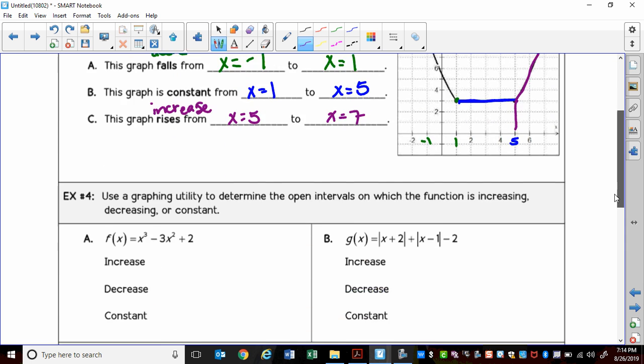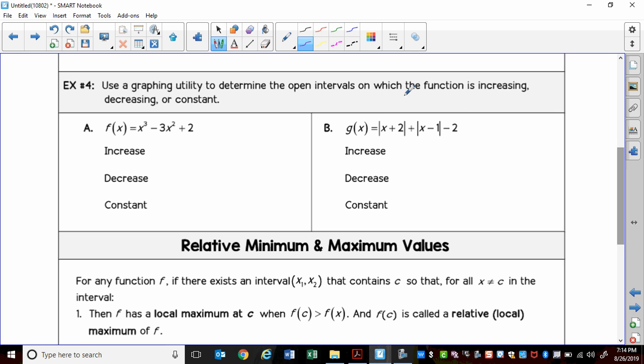So that's not too bad. It says use a graphing utility to determine the open intervals on which the function is decreasing or increasing. I want you guys to try this. Just plug it into the y equals on Desmos or your graphing calculator and find out where it increases and decreases.